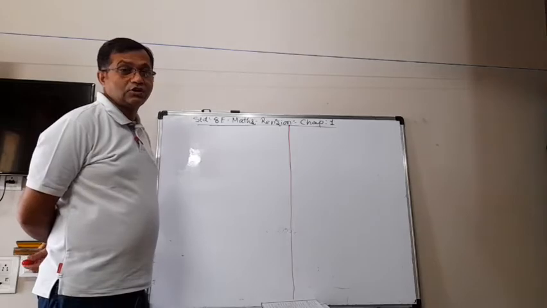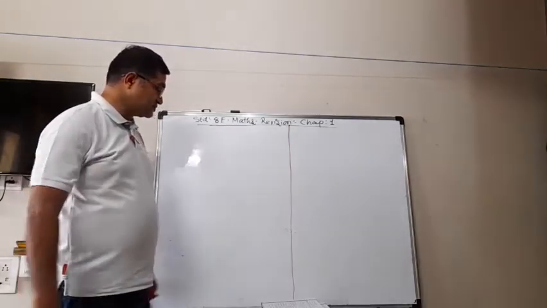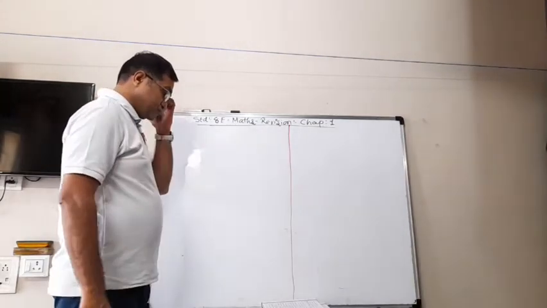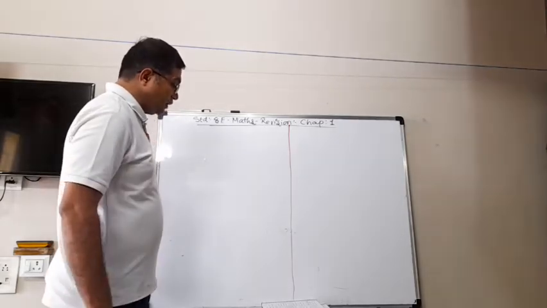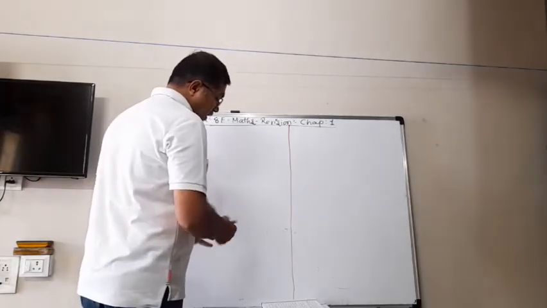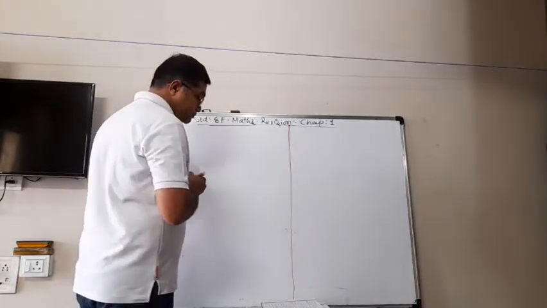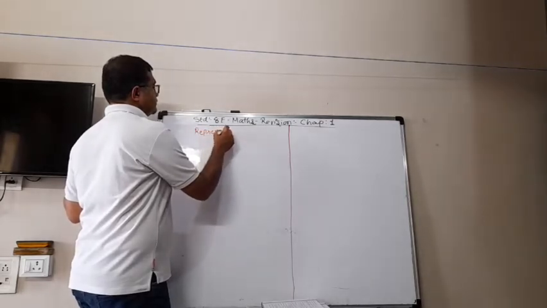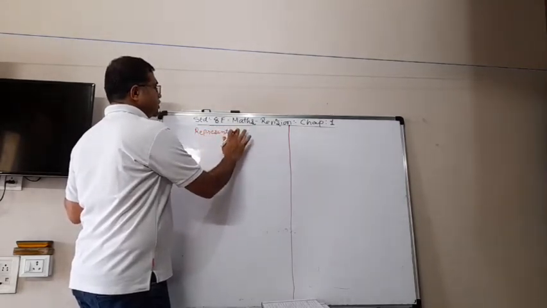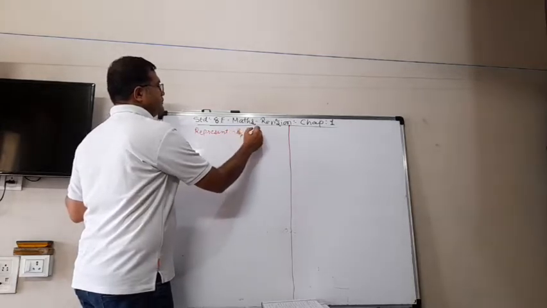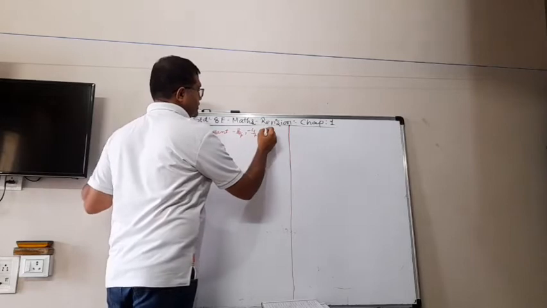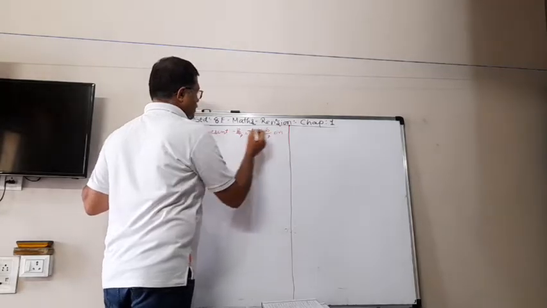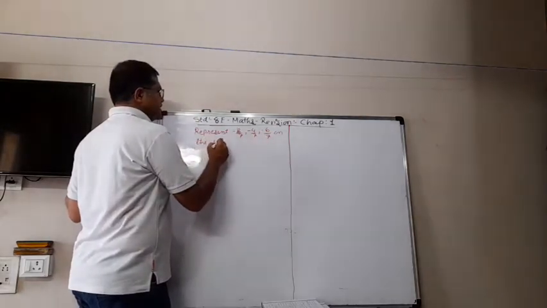So let's continue with some more examples. Yesterday we learned about how to represent the numbers on a number line. Let's take another example for it. Represent minus 2 upon 7, minus 4 upon 7, minus 6 upon 7 on the same number line.